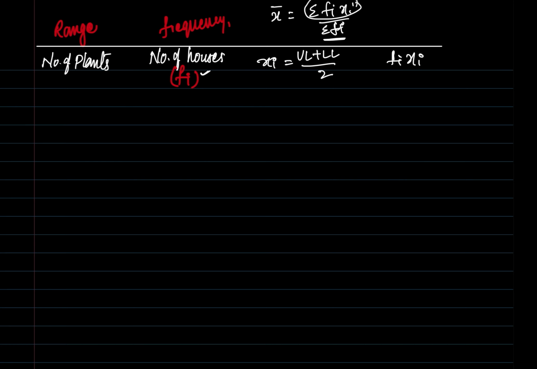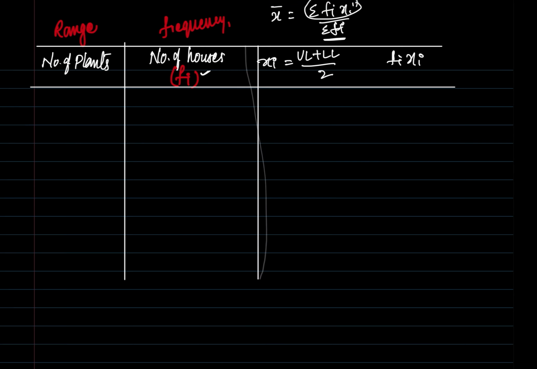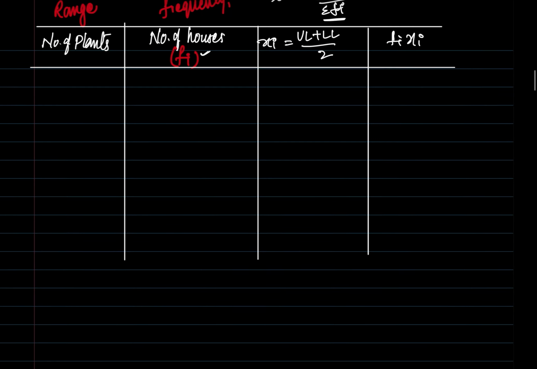So let me draw the table. I guess some students will find this lecture very slow. For them, what I suggest is you can adjust your speed to 1.5x or 2x. But don't skip this video.